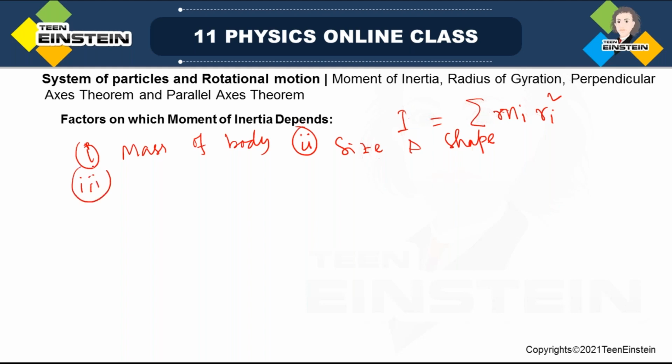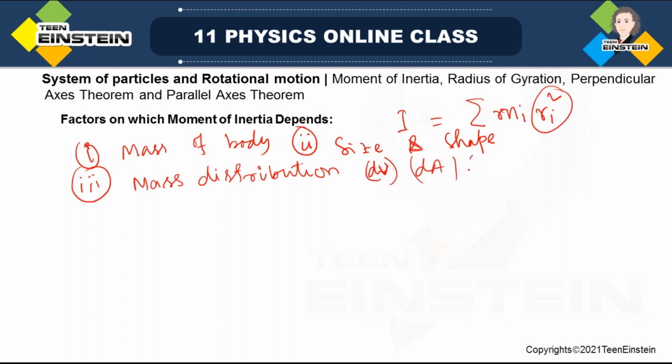Then the third point is the mass distribution, as I said. Shape and size will give you the distance, this r factor. And the nature of the mass distribution will tell you whether you have to take unit volume, area or length, so you have to take dv or da or dl. That is what I had discussed already.